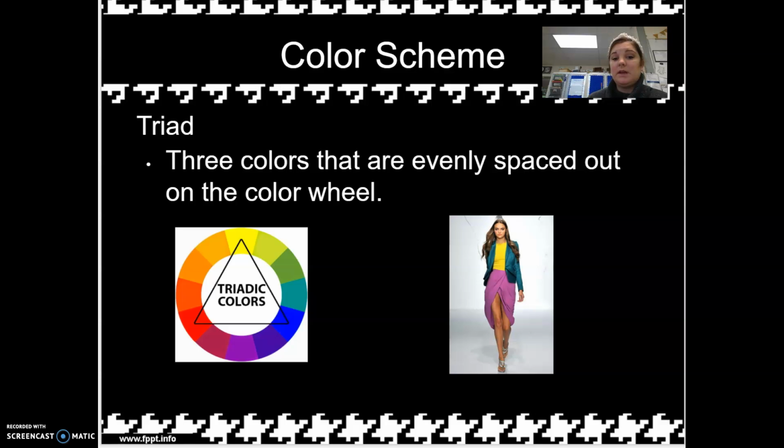This example here would be, let's see here. If you look at the color wheel, what would the example be? So it's kind of take that triangle and twist it. That shirt would be kind of a yellowy orange, okay? A blue green, and then a red violet, okay? So evenly spaced out on the color wheel. All right. So those are the 4 color schemes that we are going to be focusing on.